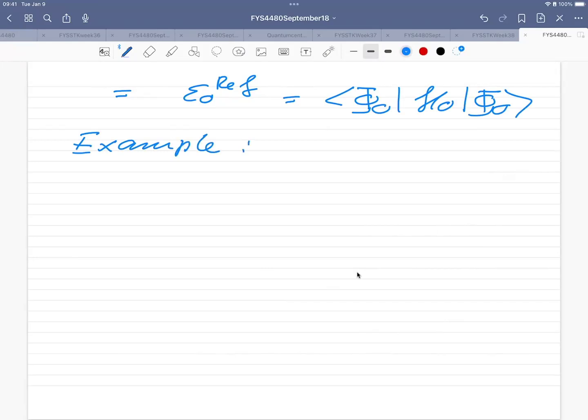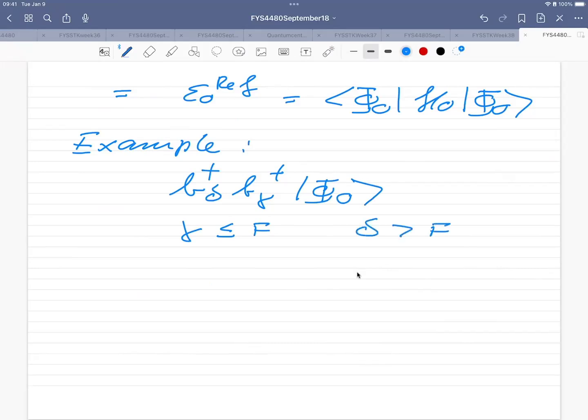And suppose we have a state which is now given in terms of this creation operator and this creation operator acting on the vacuum state. Now we are going to assume that this gamma is below the Fermi level and delta is above the Fermi level. What does that mean? In the old language, this means that we have an A delta dagger and an A gamma acting on the vacuum state.